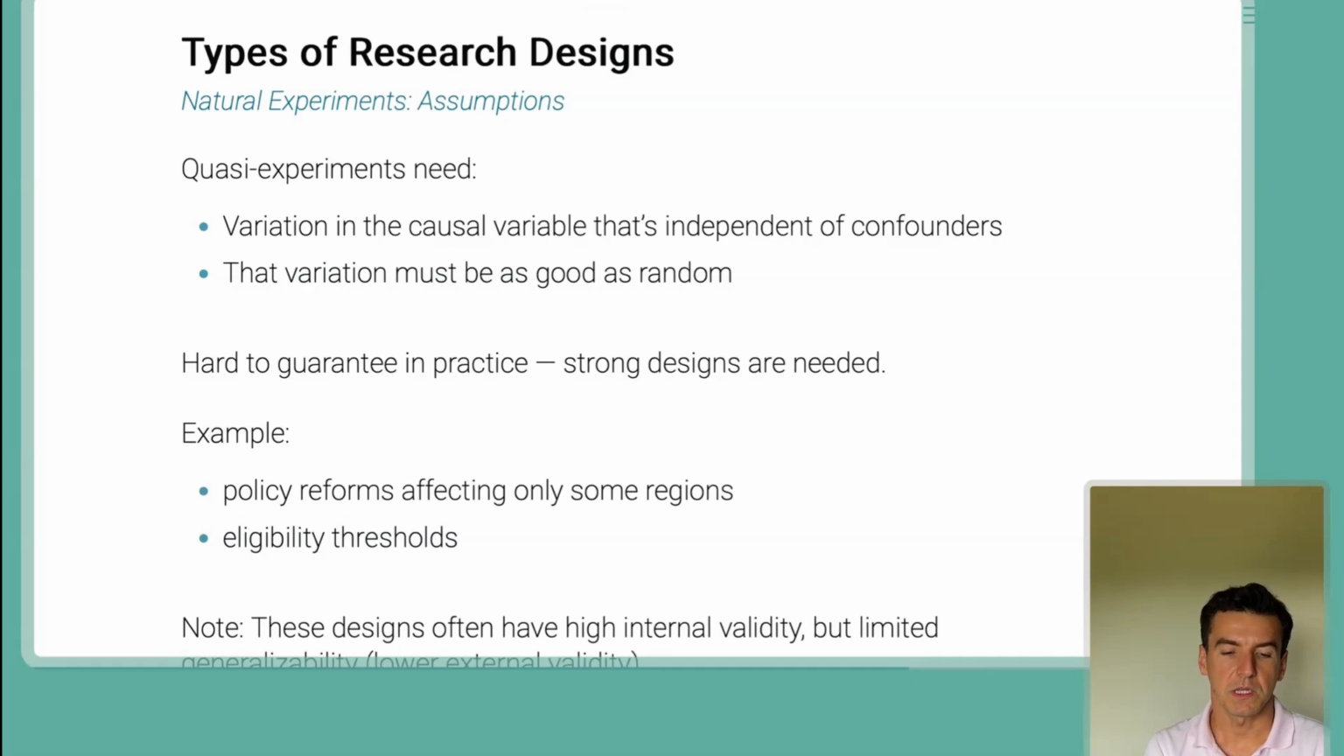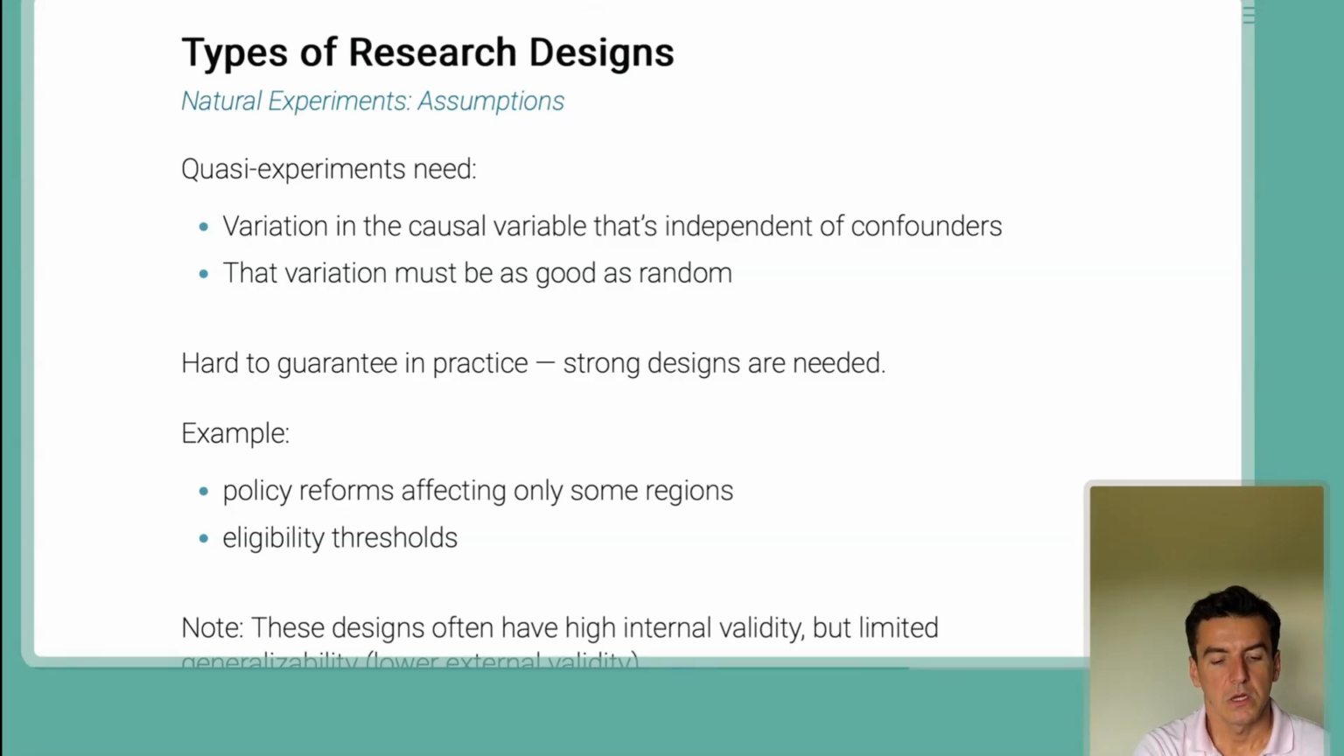So some examples of natural experiments have to do with policy reforms only affecting some regions, or eligibility thresholds. If you think about government aid, if you think about age in order to benefit from certain educational programs, these are examples of research designs where you could apply differences in differences or regression discontinuity design.